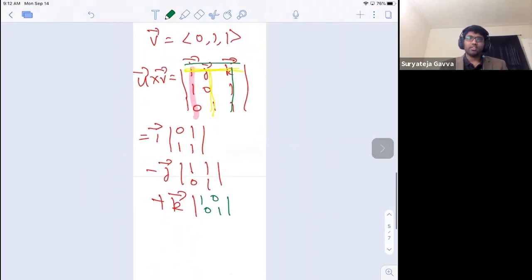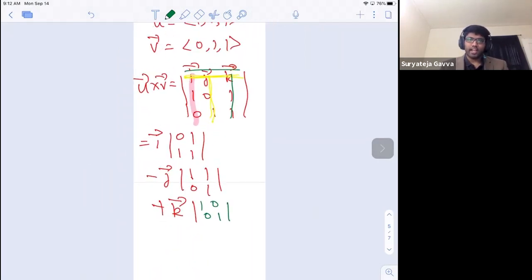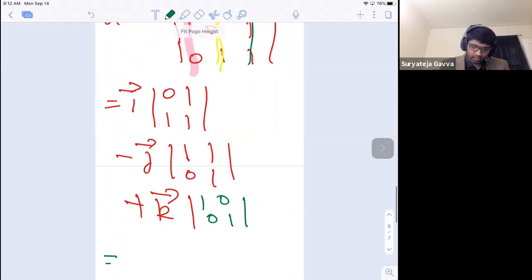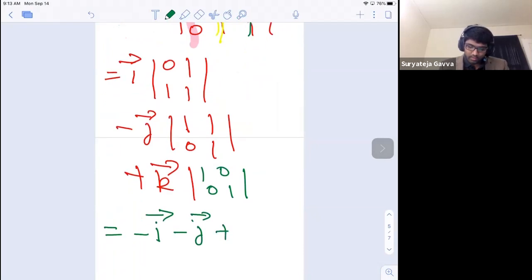Okay. So you have U and V, right? I, J, K, then U coordinates, V coordinates, and we are trying to compute this determinant. So I times this determinant: 0 times 1 minus 1 times 1, which is minus 1, so this is minus I. Next, minus J times 1 times 1 minus 1 times 0, which is just 1, so it's minus J. Plus K times 1 times 1 minus 0 times 0, which is just 1. So minus I, minus J, and plus K.